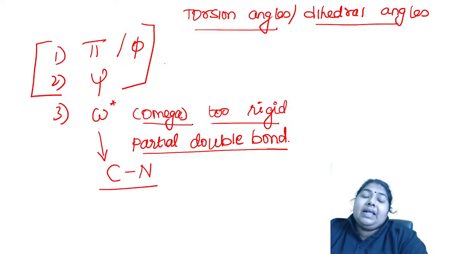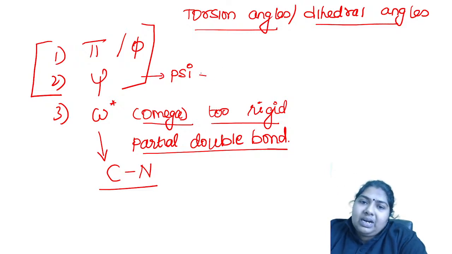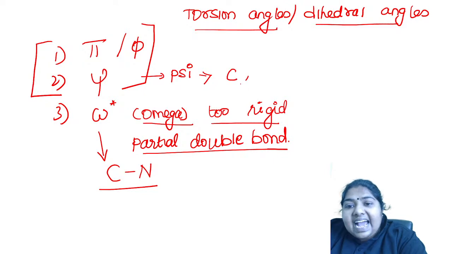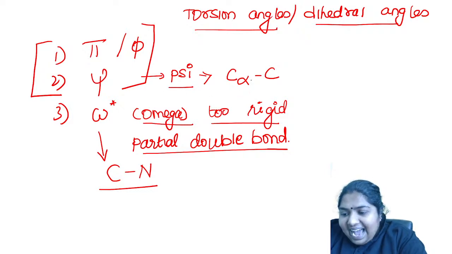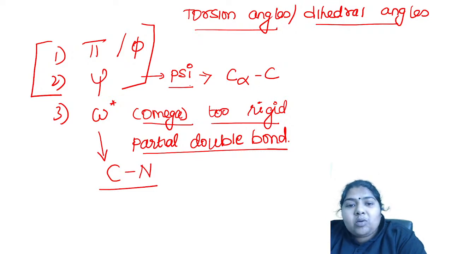Got it? The next one is called the psi bond. This bond is formed between C alpha and C. So the psi bond is formed between C alpha as well as C. Now you got what an omega bond is and what a psi bond is.